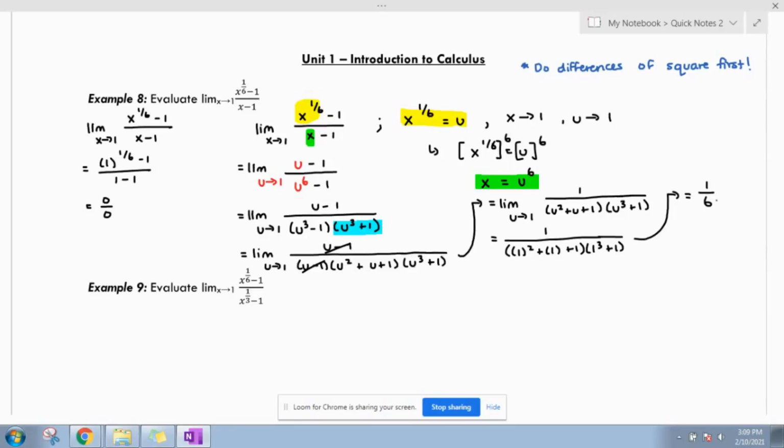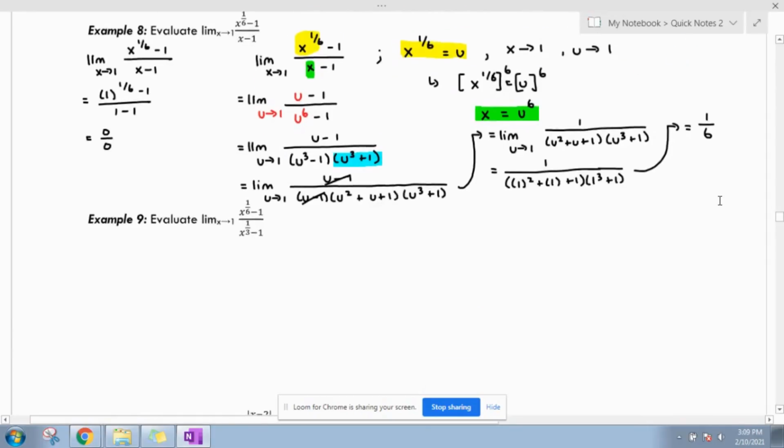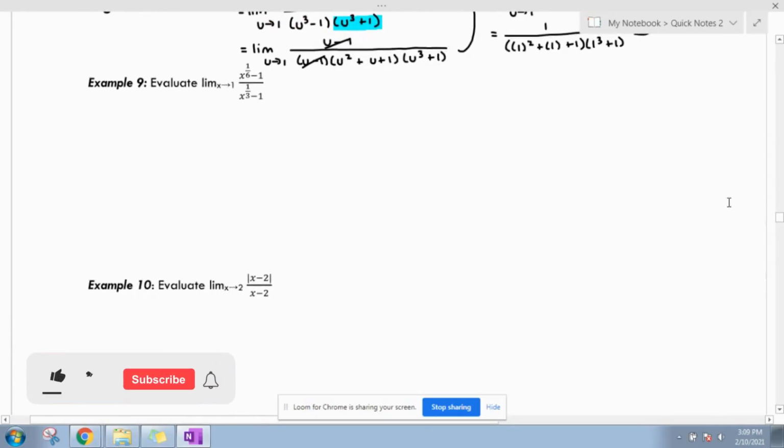Let's take a look at example 9 because I notice again more fractional exponents. So for example 9, we're evaluating the limit as x approaches 1 for x to the exponent 1 over 6 minus 1 over x to the exponent 1/3 minus 1. Again, try out a direct substitution first. If it gives you indeterminate form, that's when we have to do all the crazy stuff potentially.